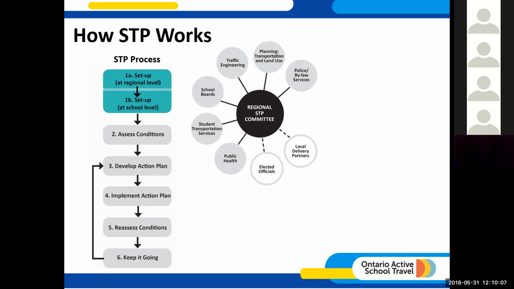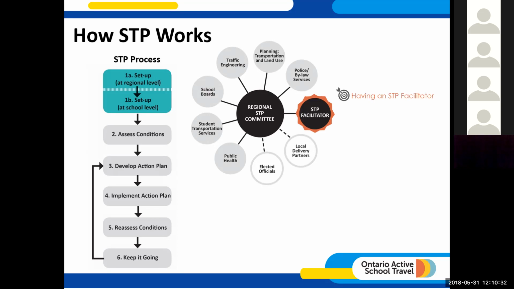So during this setup phase, the regional committee works to build initial commitment to active school travel work. And then one of the key things they're going to do is either hire or designate someone to be the STP facilitator, the person who then works directly with individual schools.